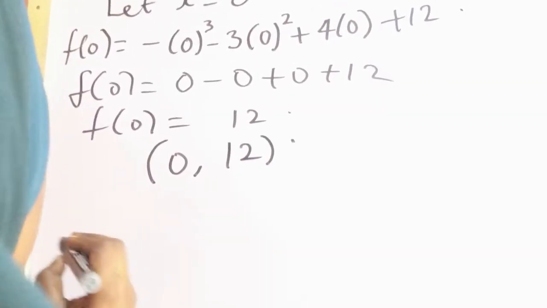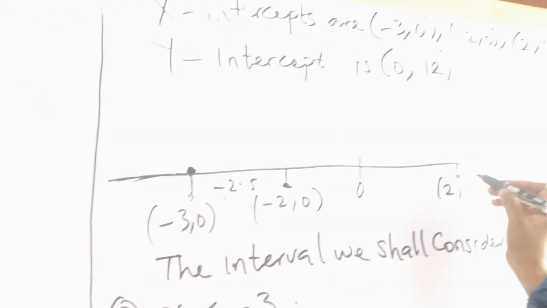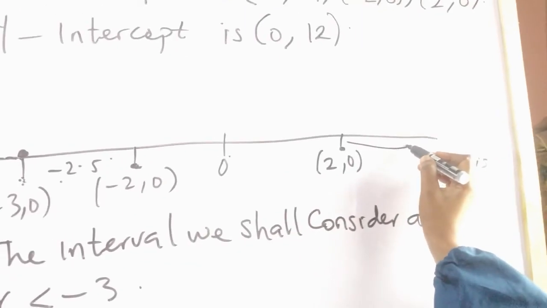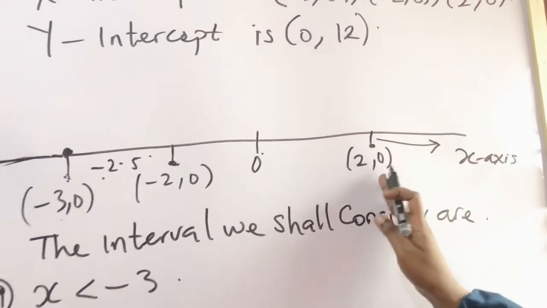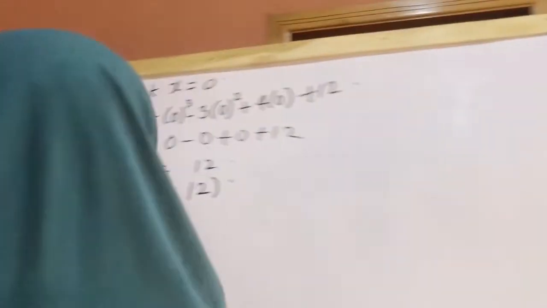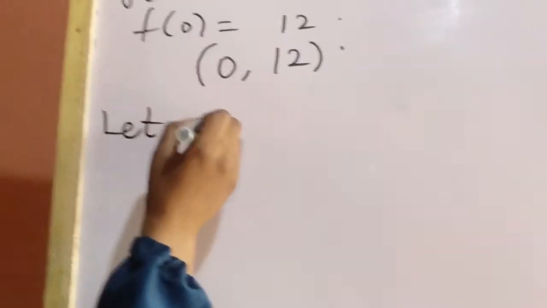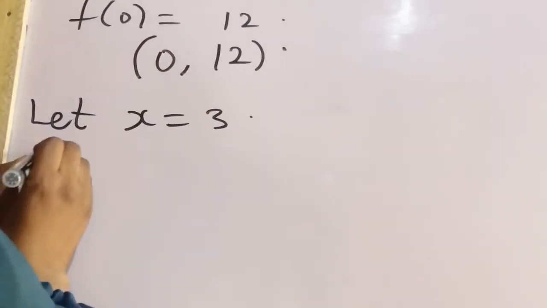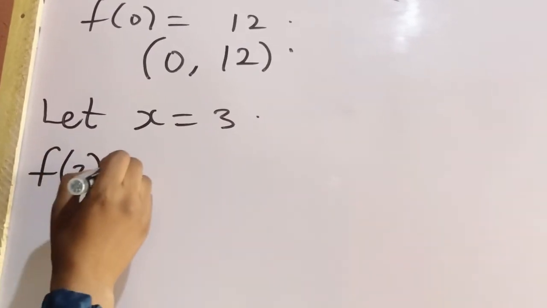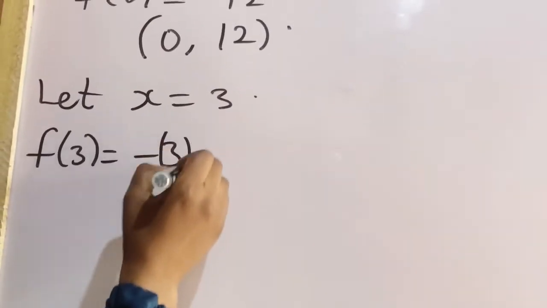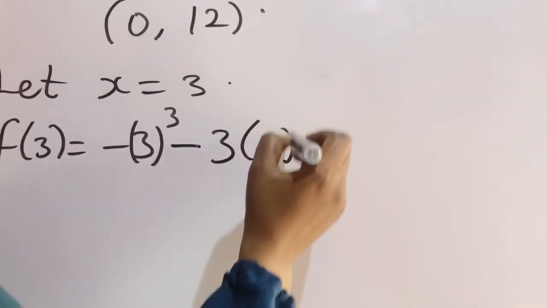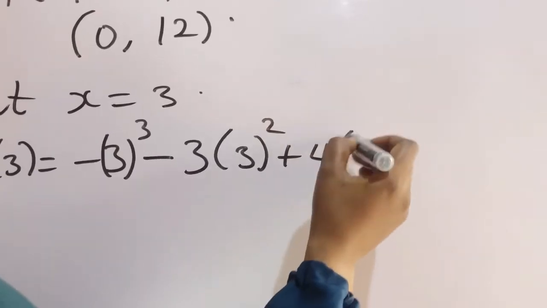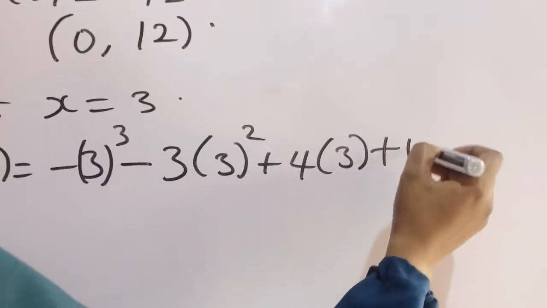That is the meaning. So after that one, now we need to find the value of y after 2, when x is greater than 2. So let x be equal to 3. So f of 3 will be equal to minus 3 cubed, then minus 3 multiplied by 3 squared, plus 4 multiplied by 3 plus 12.